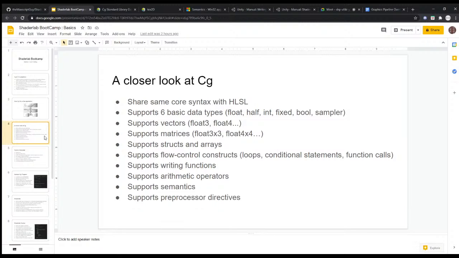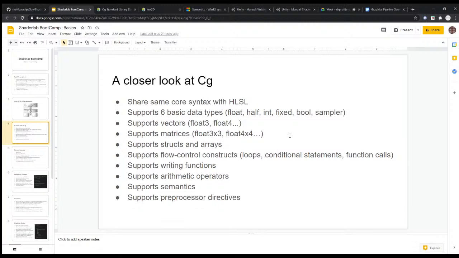So the CG shader or the CG language that we are going to write has a core syntax which is similar to HLSL, because Microsoft and NVIDIA both made it in collaboration, right? So that means you would be fairly comfortable writing HLSL code. Okay. It supports 6 basic data types, which are float, half, int, fixed, bool, and sampler. Now here float would be 32-bit, fixed would be something like 8 or 12-bit, half would be 16, so something like that. You can always refer to the documentation. Excuse me if I'm not exactly correct here, but this is how it usually goes.